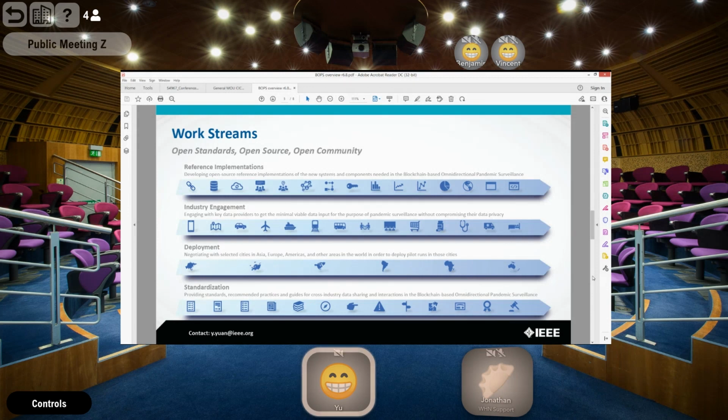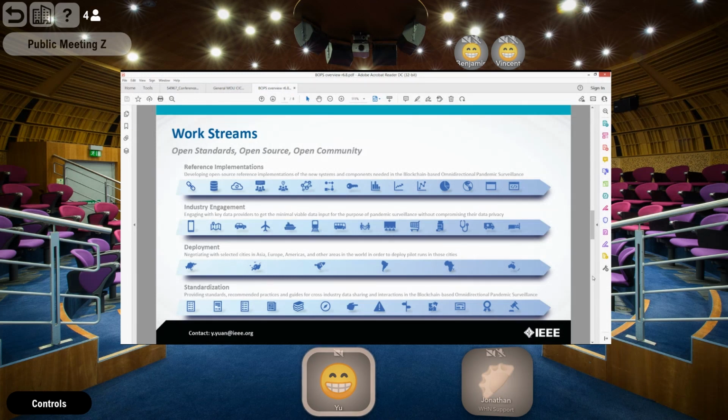For example, we need to engage with the telecom operators, your mobile carriers, so that we can get some anonymous data from them to try to track the close contacts of the virus. And also another very helpful data source is ground transportation, like taxis, like buses, and also airlines, cruises, and the trains.